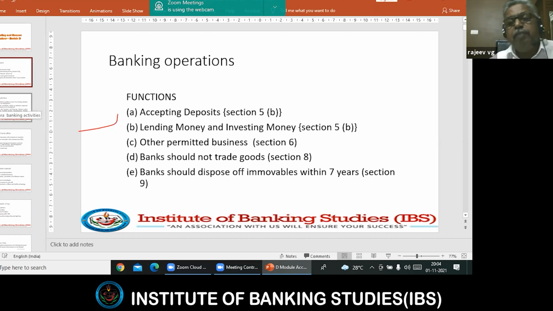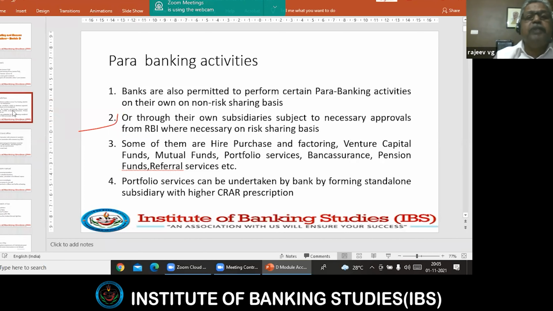So Section 5B is the definition of banking. Section 6 is regarding other permitted activities, permitted business. Then next, banks should not trade in goods. Then banks should dispose of immovables within 7 years, that is Section 9. So these are some important sections which can be asked in the examination.